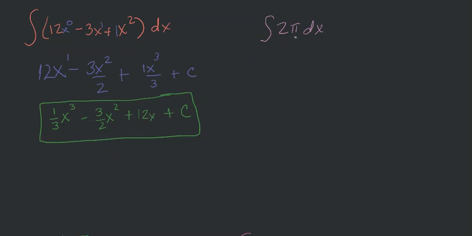So these are just 2 guys that come along for the ride. In here we have x to the 0. So what we're really going to end up with is x to the 1st, with a 2 pi in front.